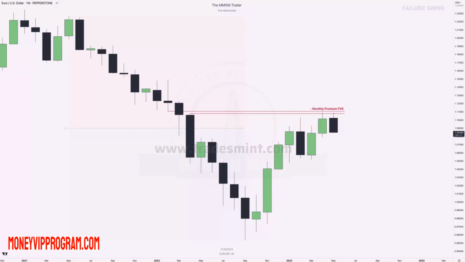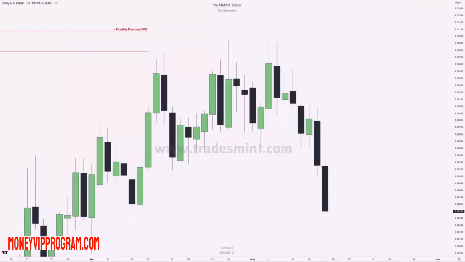So let's go to the daily chart. So over here we got that Euro USD daily chart, and remember we hit that higher time frame bearish array, right? That monthly premium fair value gap. So over here we've got some nice structure, right? What do we want to see when we want to sell? We want to see a high resistance liquidity run, which confirms we are going into bearish order flow, right? So how does that look like?